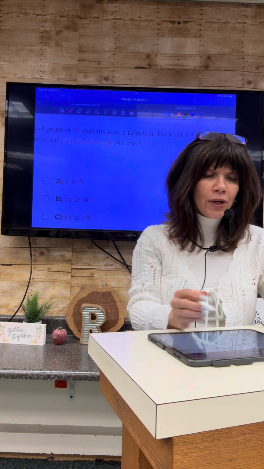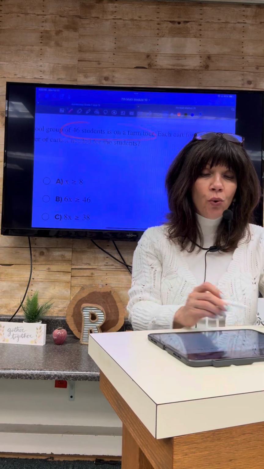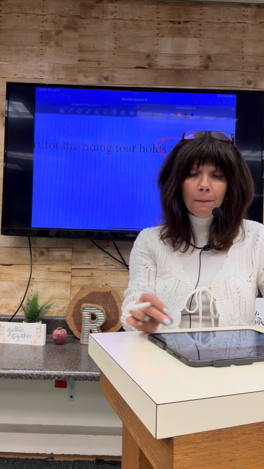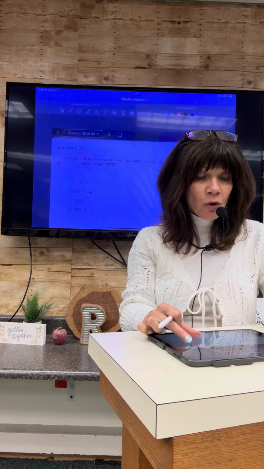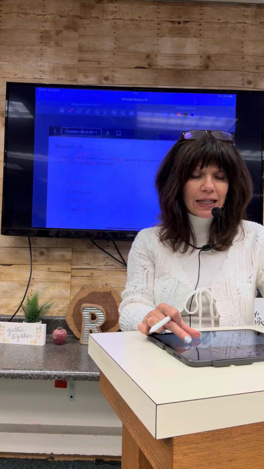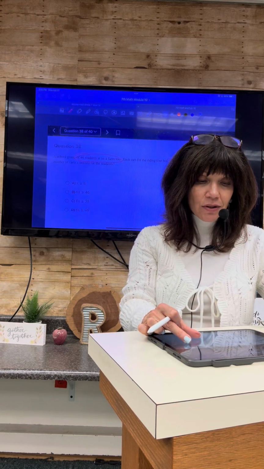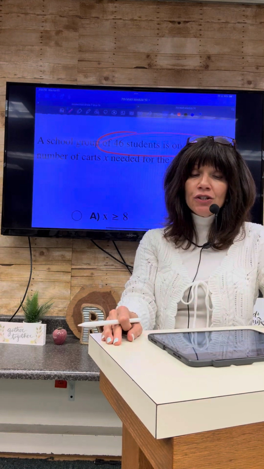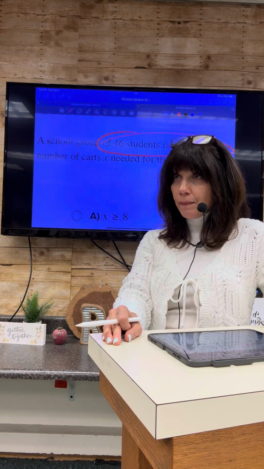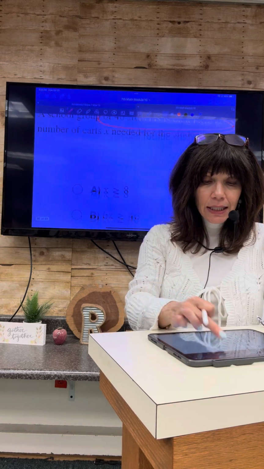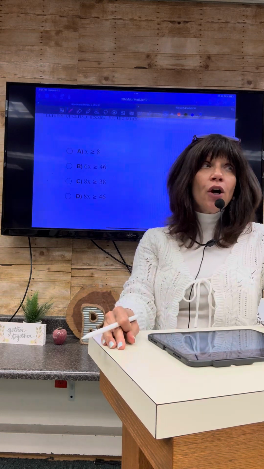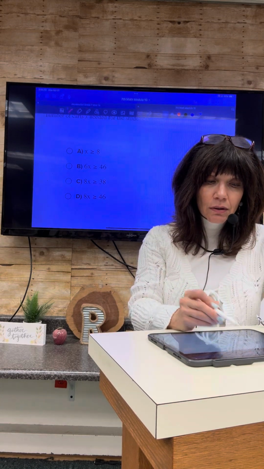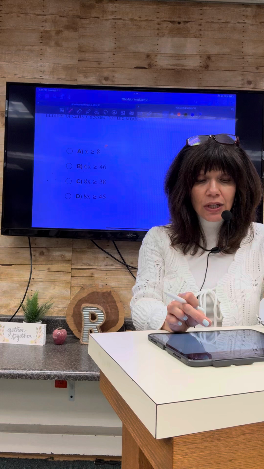A school group of 46 students is on a farm tour. Each cart for the riding tour holds 8 people. Which inequality represents the number of carts needed for the students? All right, guys, if they have 46 students that need to go on a farm tour, is it okay if their farm tour can carry 8 students? Well, this would be greater than or equal to 8.